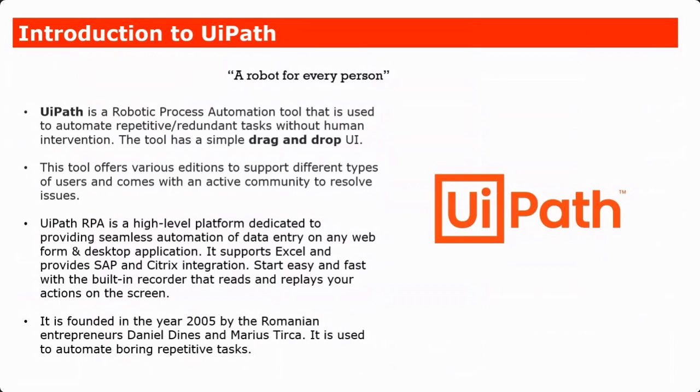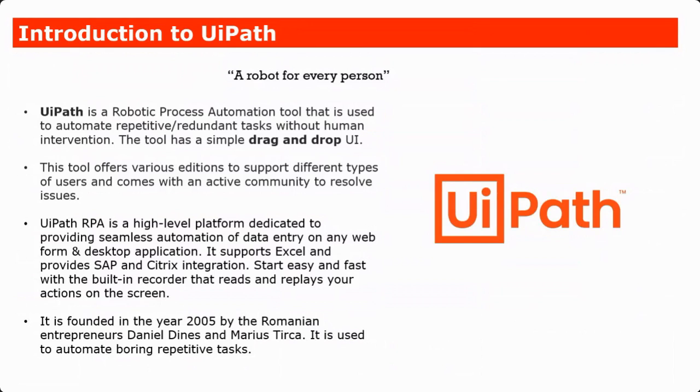And then this tool offers different editions to support different types of users. And it comes with a vibrant community to resolve issues. So even if you do not want to go for the enterprise license, you can use the community edition to build your automation for your personal work. The community is very vibrant, and from there you should be able to resolve issues, because you are not using the enterprise tool, so you are not getting support from UiPath. But that's the beauty of this tool. Community support is much better than any other tool.